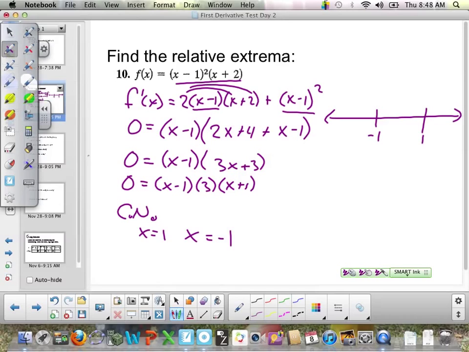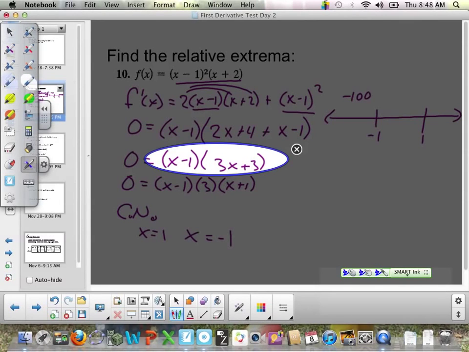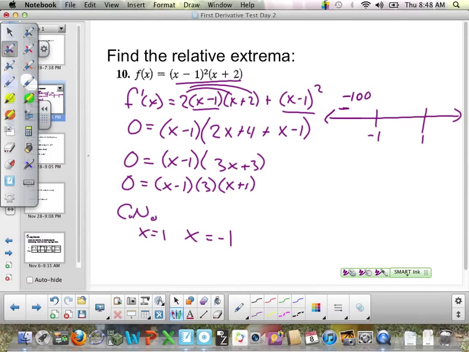Right, remember the number line goes from negative infinity to infinity with these critical numbers in between. We'll check our first interval. Let's use negative 100. The easiest form of the derivative to use is right there. I'll stick negative 100 in here. Negative 100 minus 1 is negative. Using 3x plus 3, if I stick negative 100 in there, it's negative 300 plus 3, which is negative. A negative times a negative is a positive.